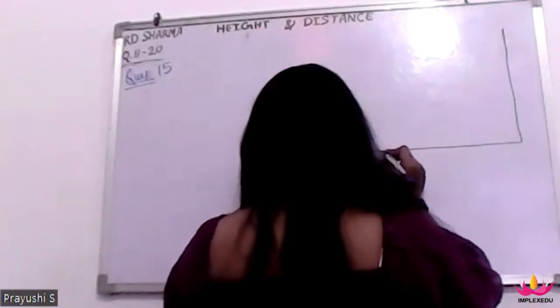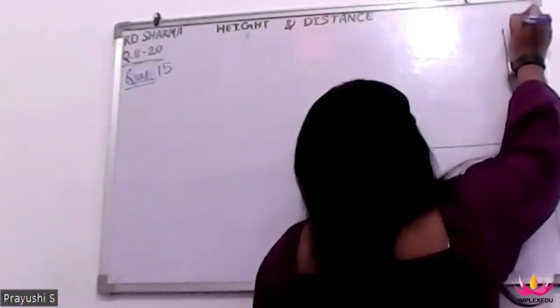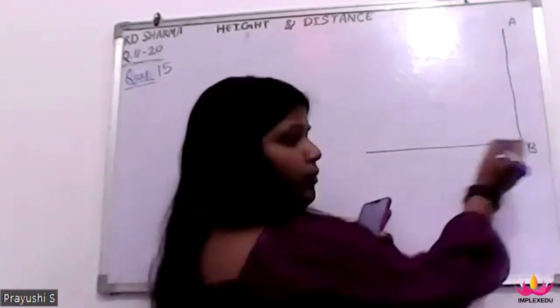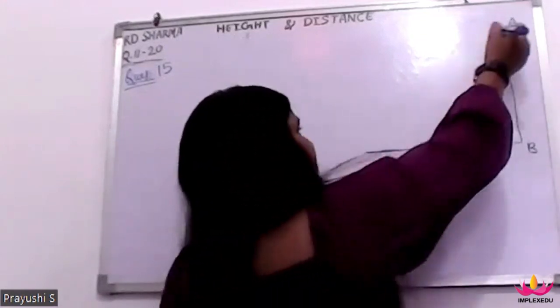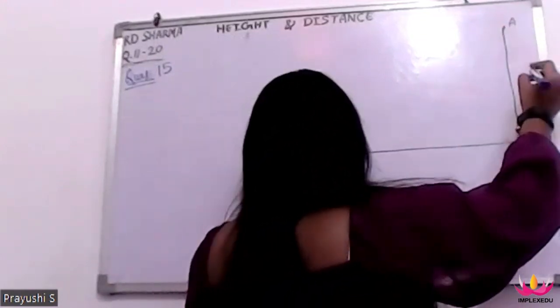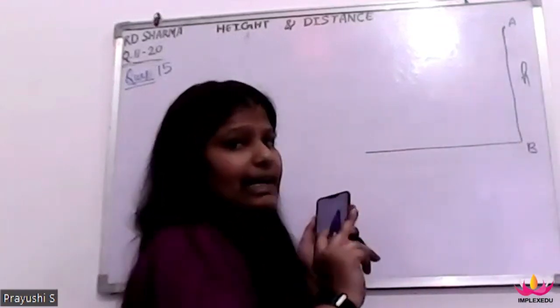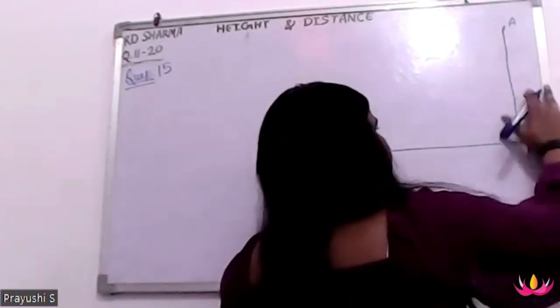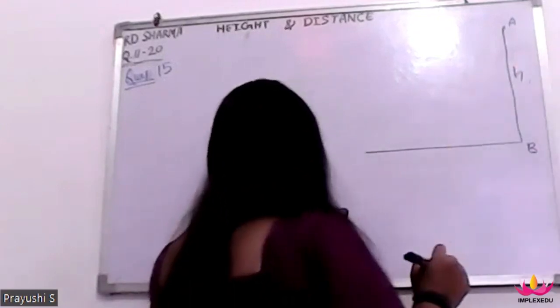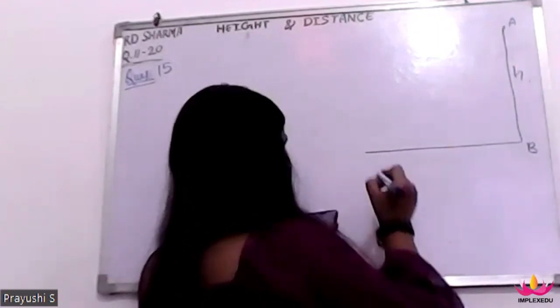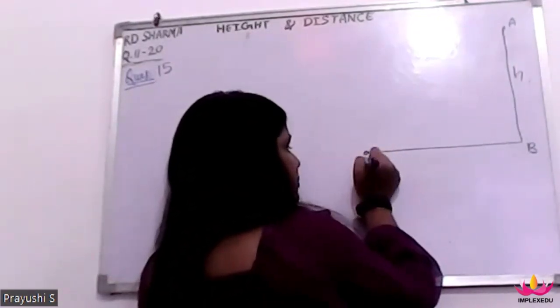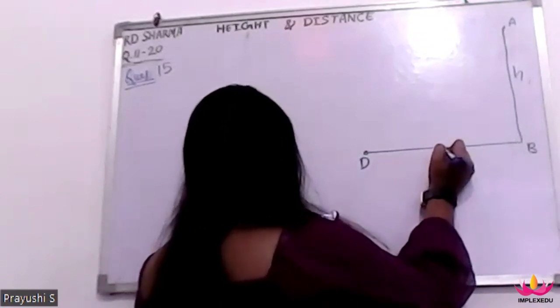Okay. From a point we are getting that AB is the tower. That is the height of the tower, and we are taking it as H. Now from the point, we are taking two points, point D and point C.